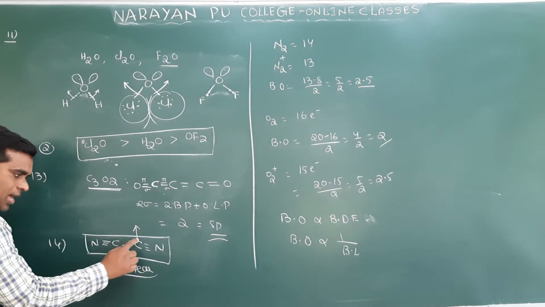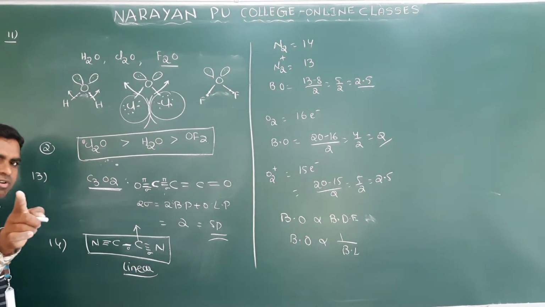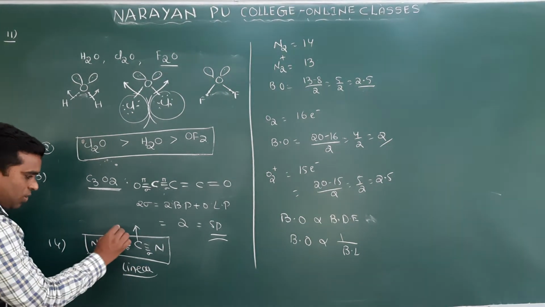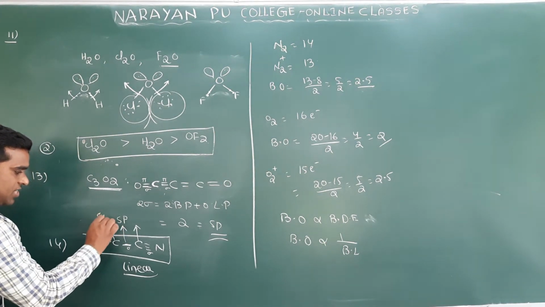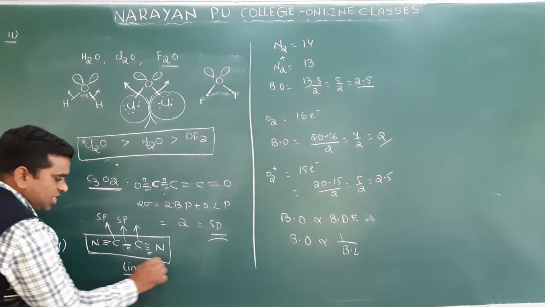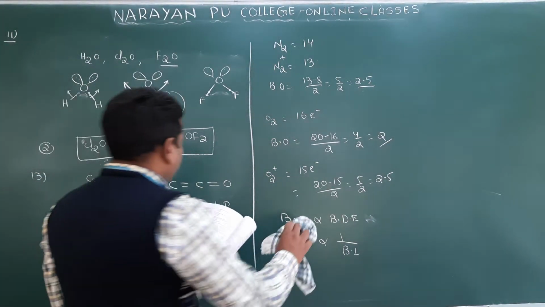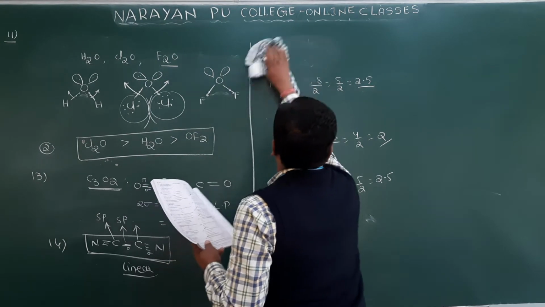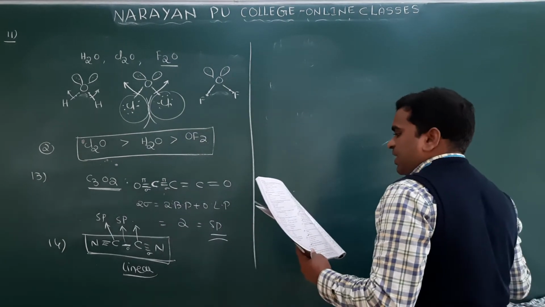If you take this carbon, this is 1 sigma bond, this is 1 sigma bond, and 2 pi bonds. Pi bonds are never considered in the hybridization. So what is the hybridization of these carbons? sp hybridization. And sp hybridization means the shape is linear. So that is the shape of the molecule here. Next one, question number 15. Coming to question number 15.